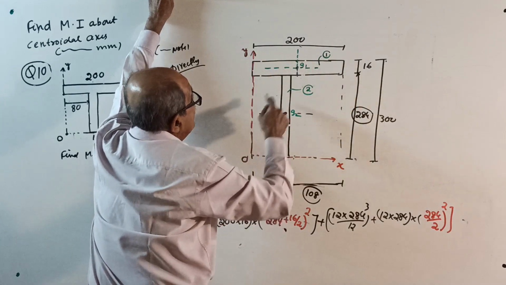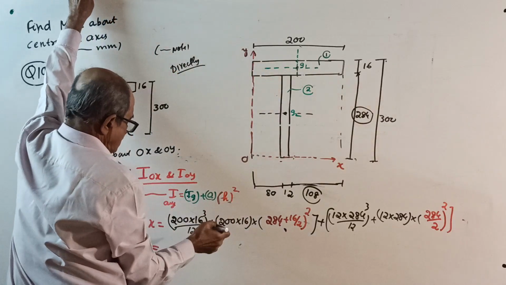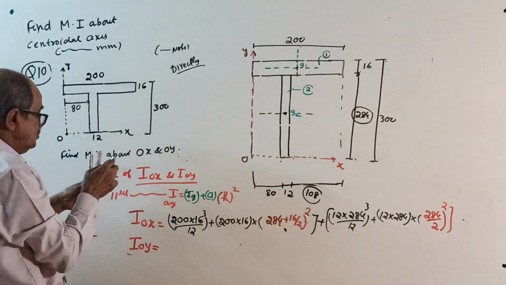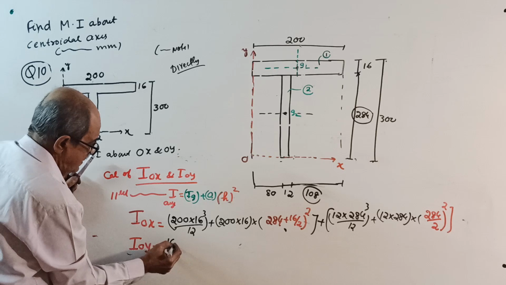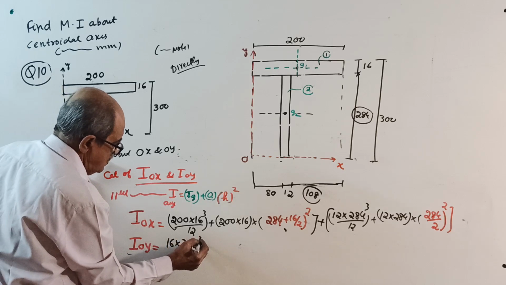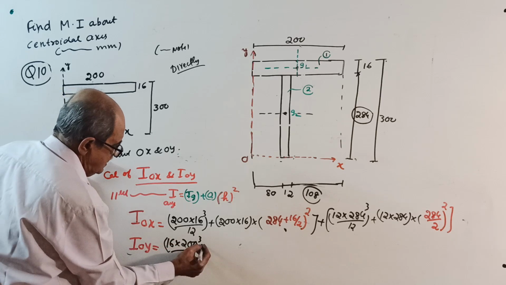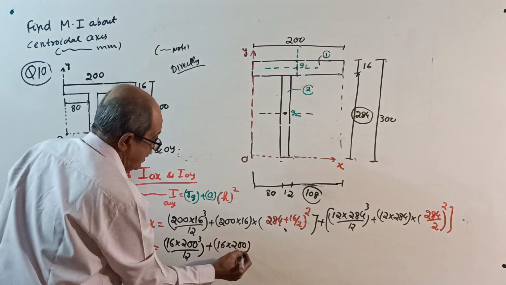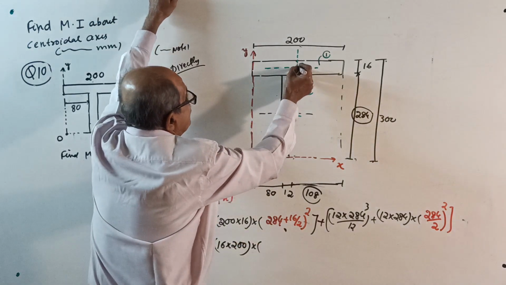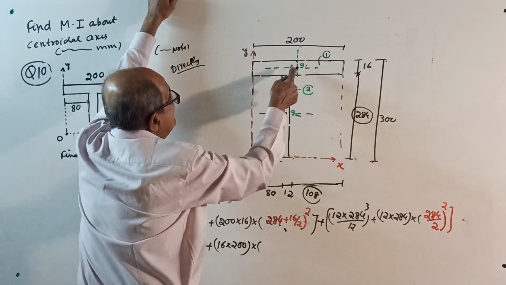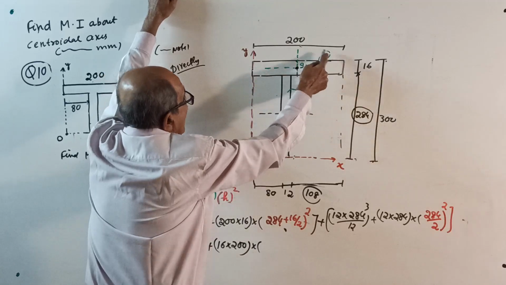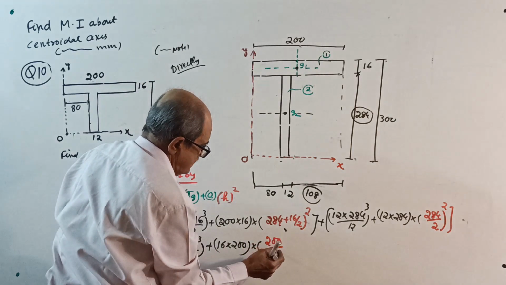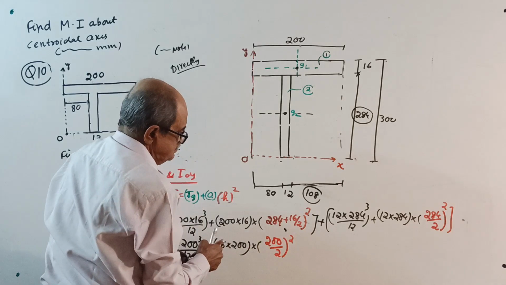16 parallel to OY: 16 into 200 cube by 12. Instead of OX, OY, they can call this ABCD also, whatever name they can give. It is 16 into 200 cube by 12, Ig, plus area, 16 into 200, into the distance from centroid to this axis, squared, that is half of 200, 200 by 2 whole square. Over.